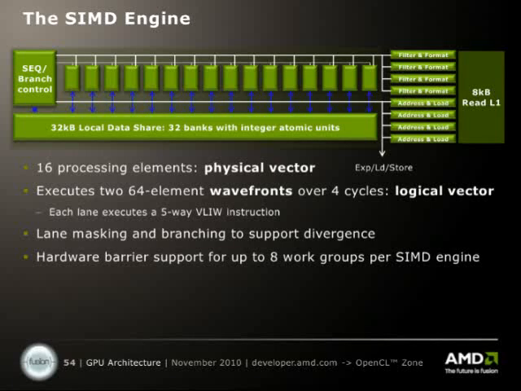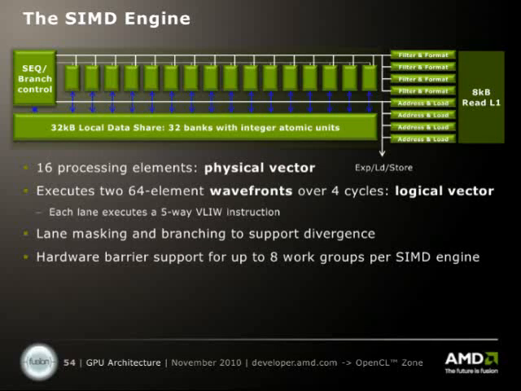So on that diagram, we saw those 20 SIMD engines. This is a simplified diagram of a SIMD engine. It contains 16 processing elements that make up the physical vector in hardware. And these will execute a single instruction in an ALU clause across a wavefront over four consecutive, well, not 4 consecutive cycles, but every other cycle of a block of 8.